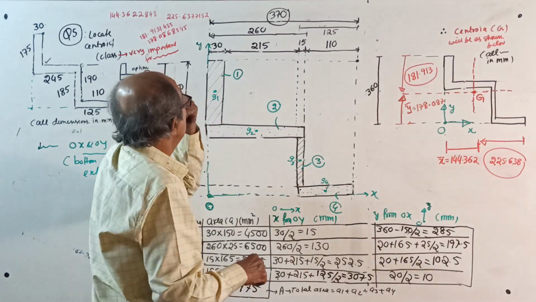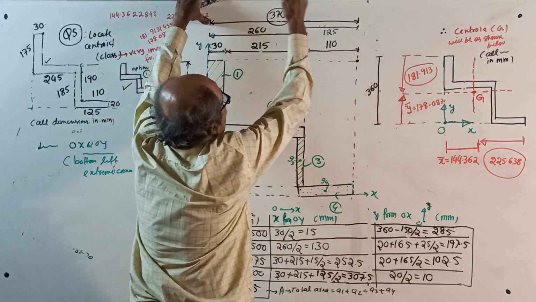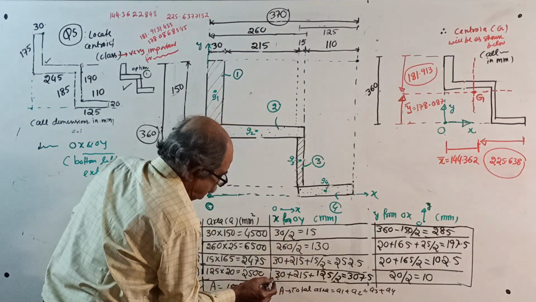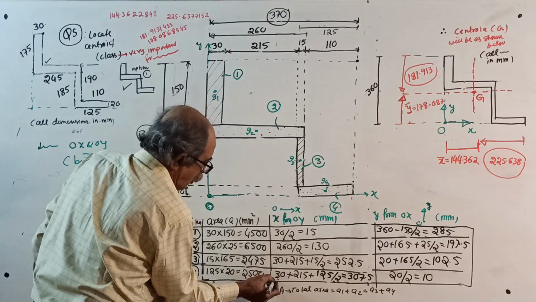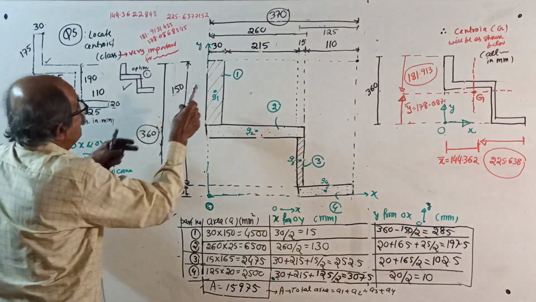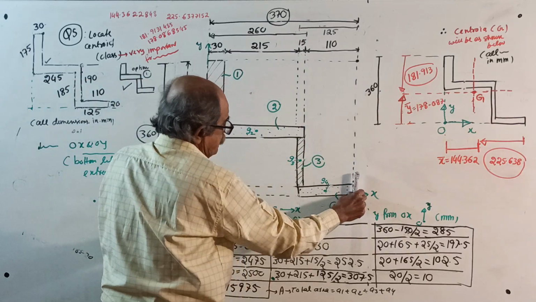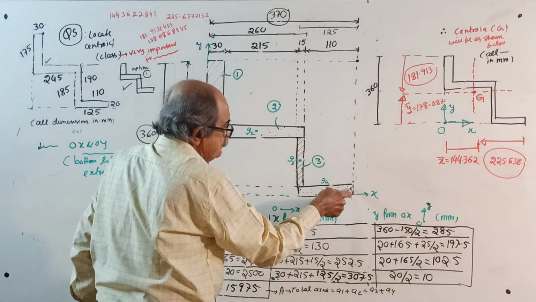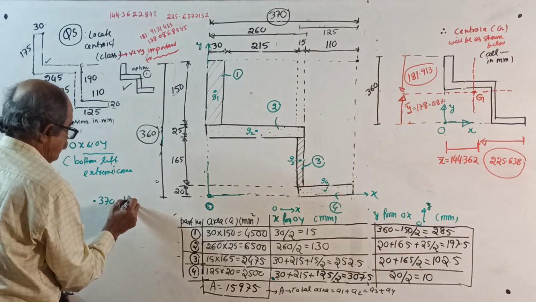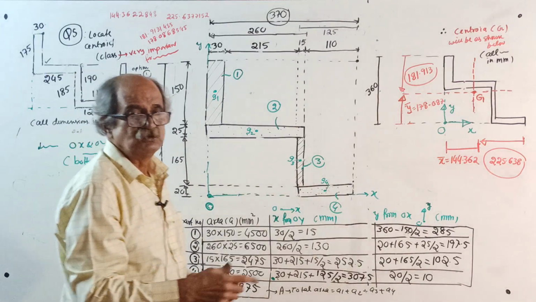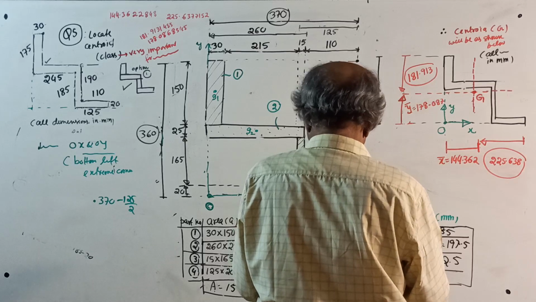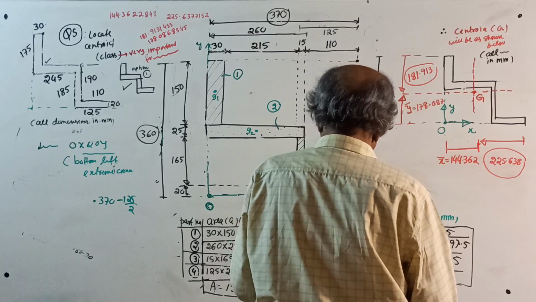Or you can do one thing. Instead of struggling that way, you can make a note somewhere outside. See, I will put a dot here. From here up to the extreme end is 370. Subtract half the length. 125 is the base, minus 125 by 2. That also will do. So that will come 370 minus 125 by 2, which is 307.5.